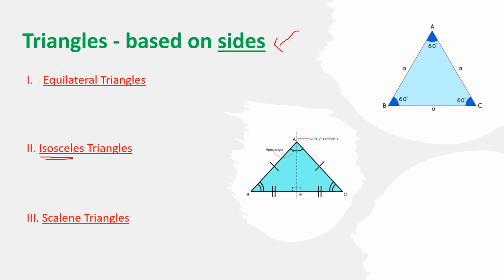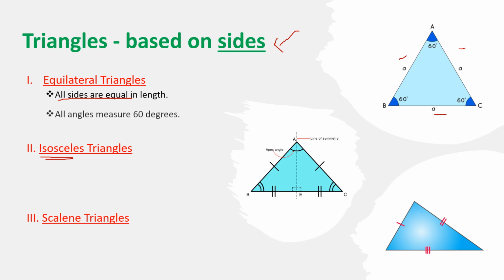What are the details? Look at this. In the equilateral triangle, all sides are equal. So A, and A, all sides are equal. And all angles measure 60 degrees. Naturally, it boils down to that. Basically, we classify based on sides. Since all sides are equal, it boils down to all angles being equal.